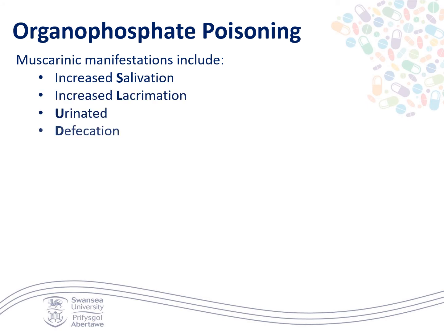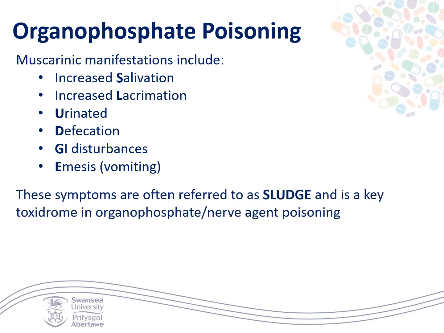The muscarinic manifestations, so that buildup of acetylcholine in synapses, which then bind to the muscarinic acetylcholine receptors, these G protein coupled receptors activated by acetylcholine, results in a different set of symptoms. This includes an increase in salivation, an increase in lacrimation, urination, defecation, GI disturbances, and emesis, or vomiting. And this means that we have a lovely acronym to associate with muscarinic manifestations, known as SLUDGE: salivation, lacrimation, urination, defecation, GI disturbances, and emesis.